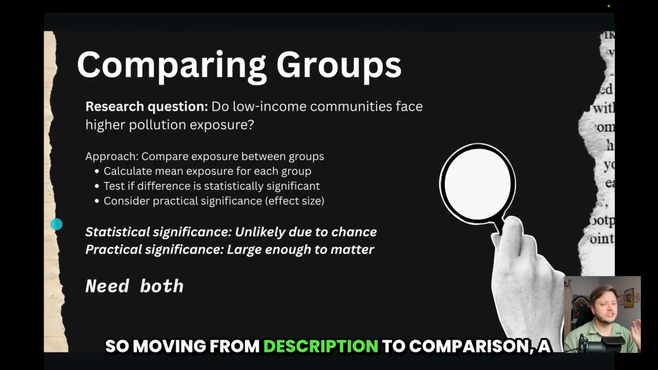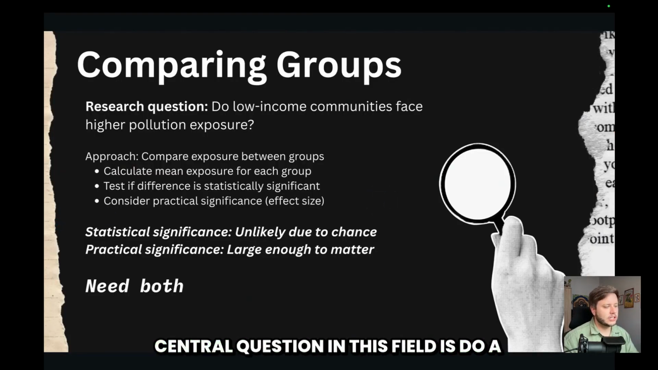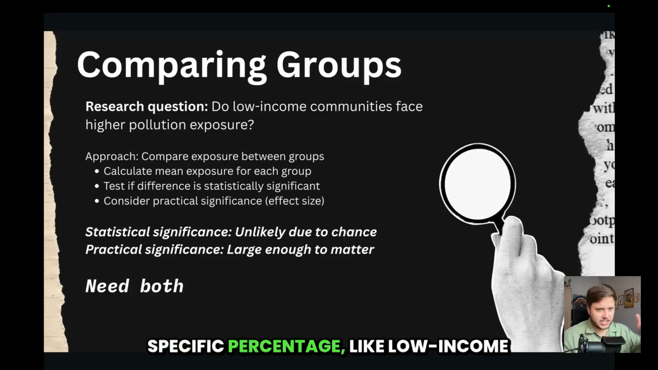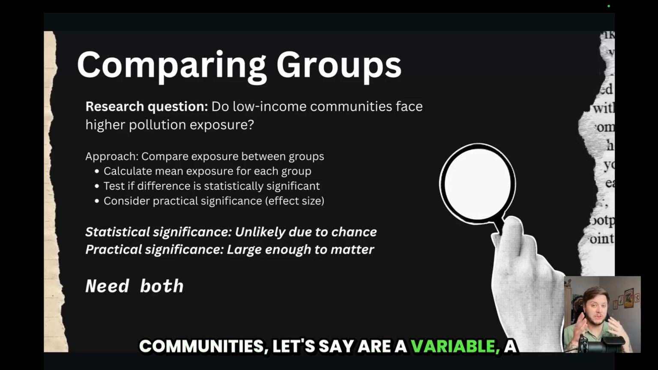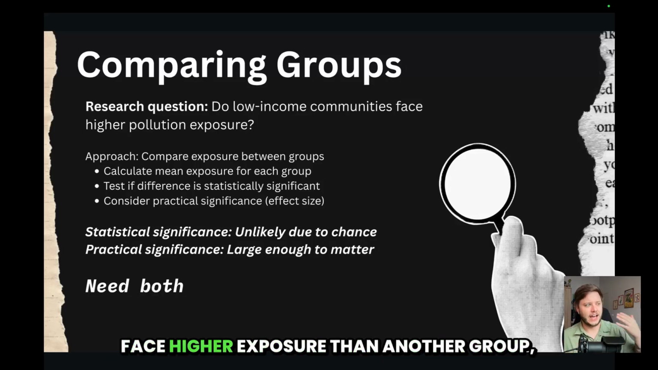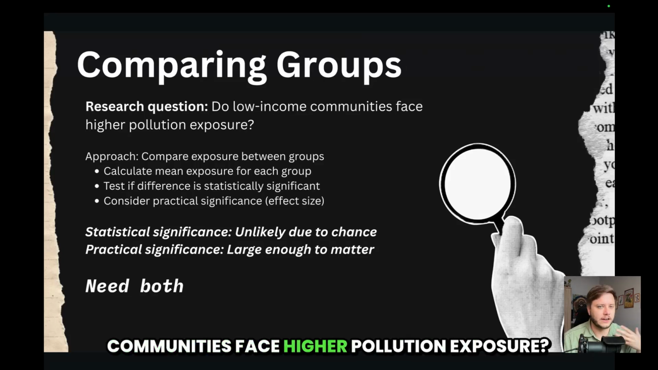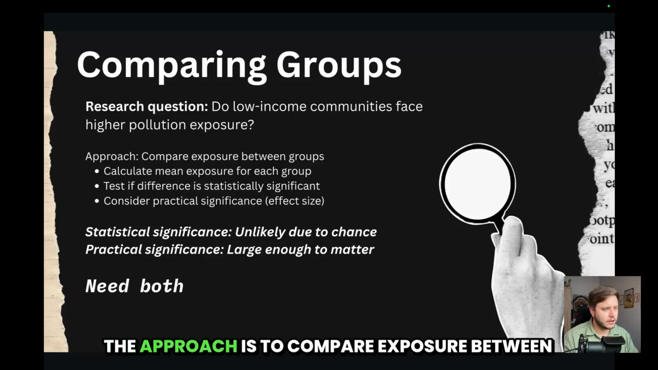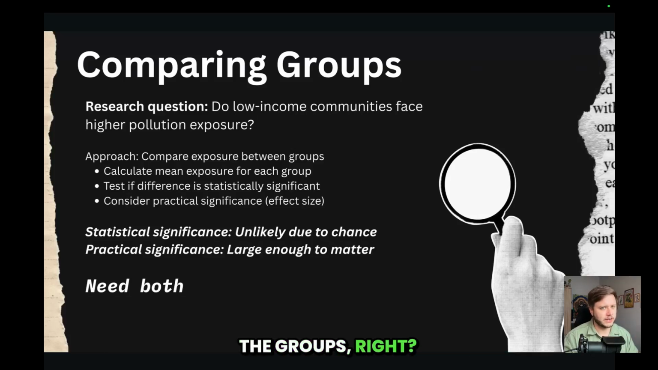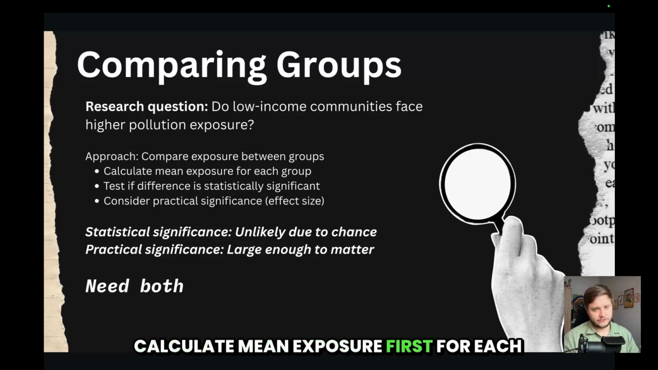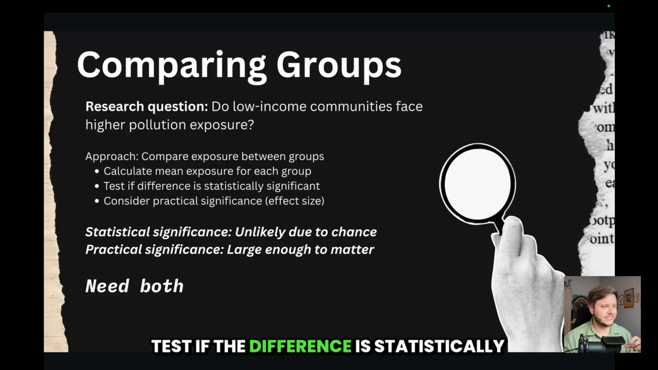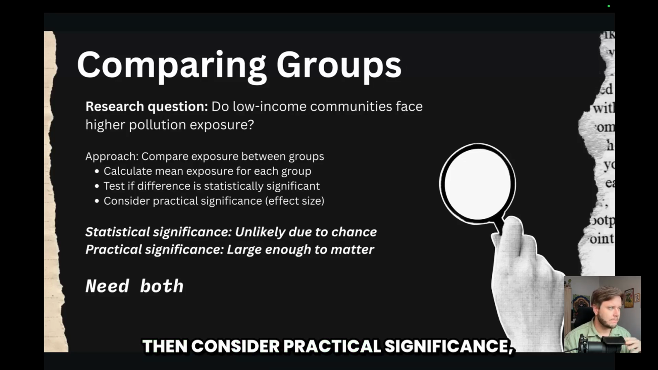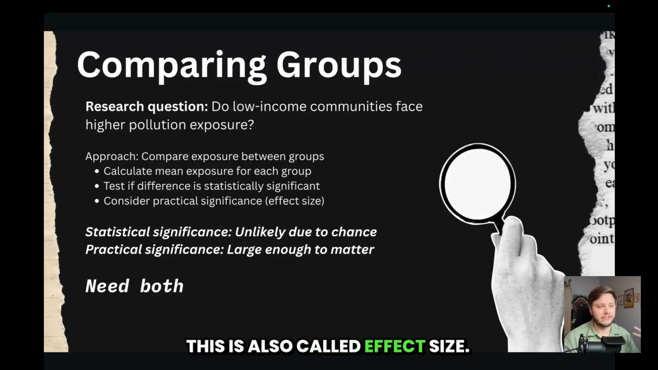So moving from description to comparison, a central question in this field is do, a specific percentage, like low income communities, let's say, a socio-demographic variable in a community, face higher exposure than another group, right? So in this example, do low income communities face higher pollution exposure? The approach is to compare exposure between the groups, right? Going back to many lessons we've talked about throughout the semester, right? Calculate mean exposure first for each group, right? Test if the difference is statistically significant. Then consider practical significance, right? This is also called effect size.